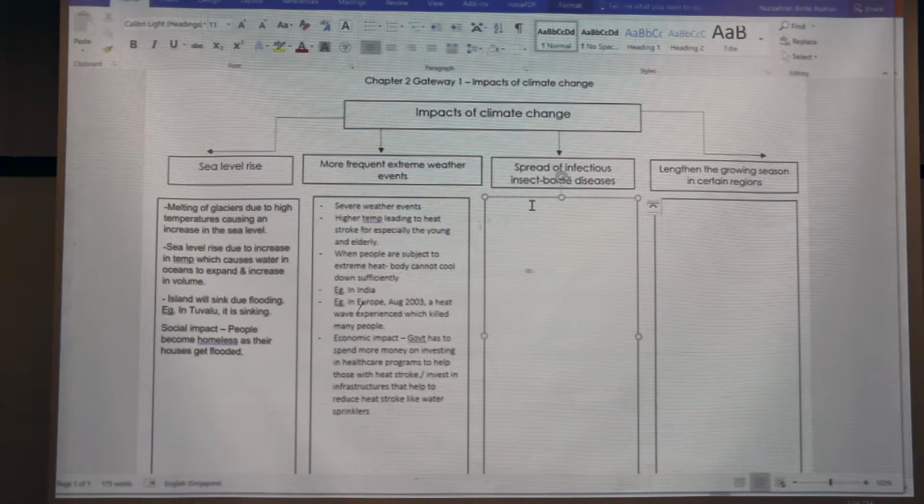Do you want to share about the next factor? Spread of infectious insect-borne diseases? Yes, he is the one. Mosquito-borne. So what kind of mosquitoes? Malaria mosquitoes? What's the name of the mosquito? Dengue? No, dengue is the name of the disease. The malaria mosquito is Anopheles. Aedes, right? Remember? Aedes mosquitoes.